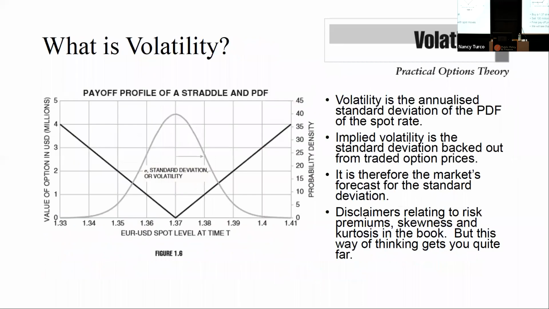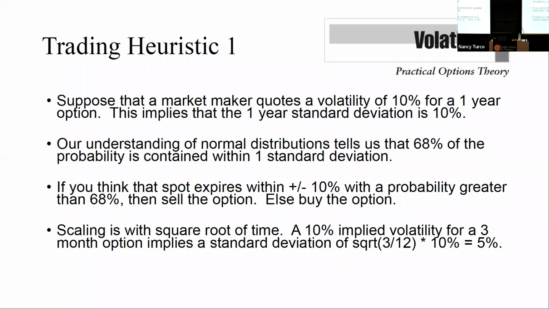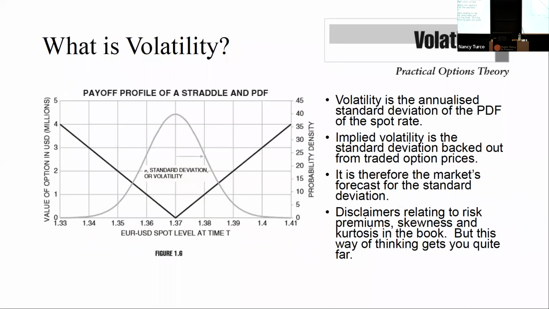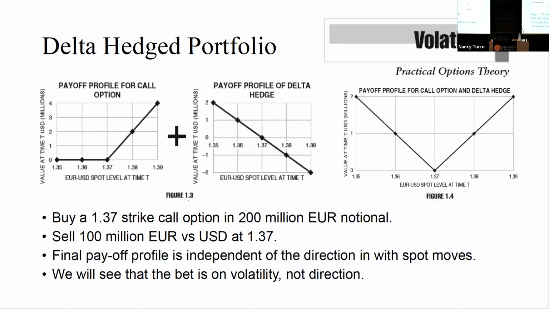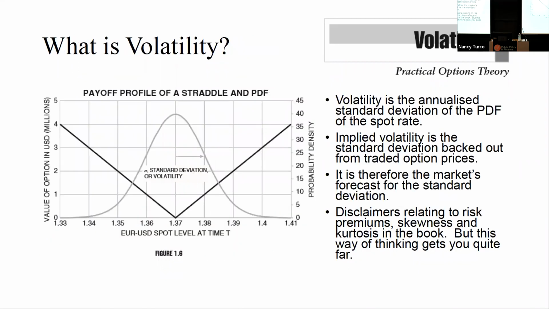So I want to give you a couple more quick bits, and these are things that I recommend people memorize if they want to trade options. So the first is volatility. What is it? Well, again, intuitively understand it: it's how much spot can move. But formally, what is it? Well, volatility is just the annualized standard deviation of the probability density function of the spot rate.